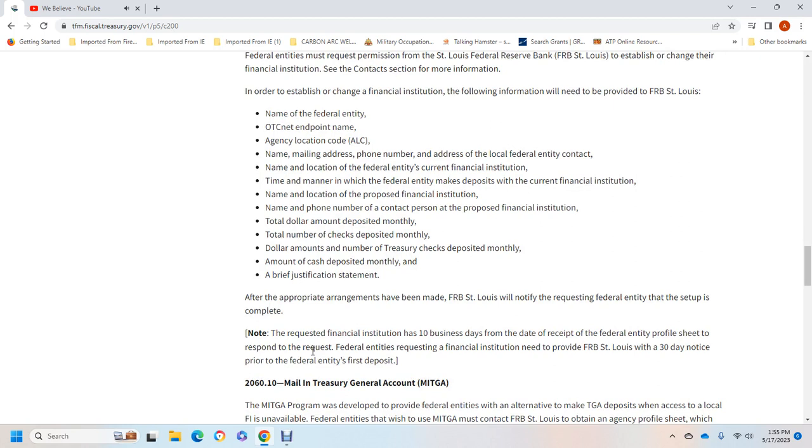After the appropriate arrangements have been made, the Federal Reserve Bank of St. Louis will notify the requesting federal entity that the setup is complete. Note, the requested financial institution has 10 business days from the day of receipt of the federal entity profile sheet to respond to the request.